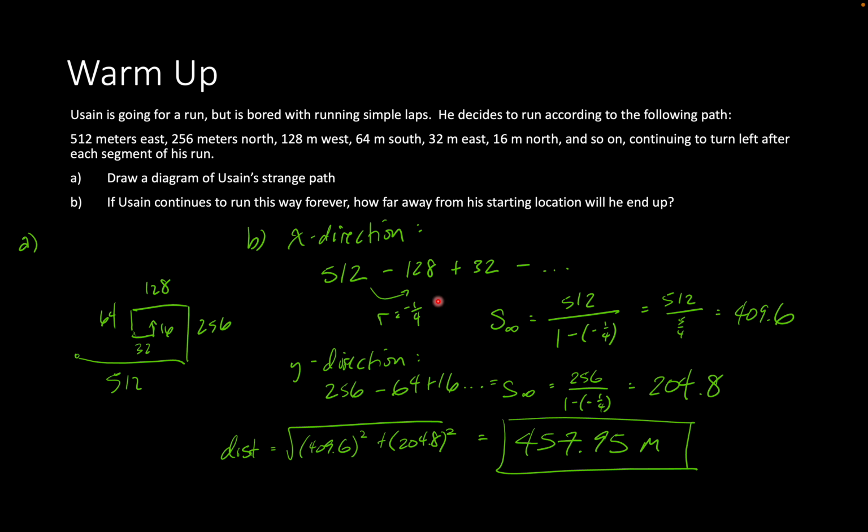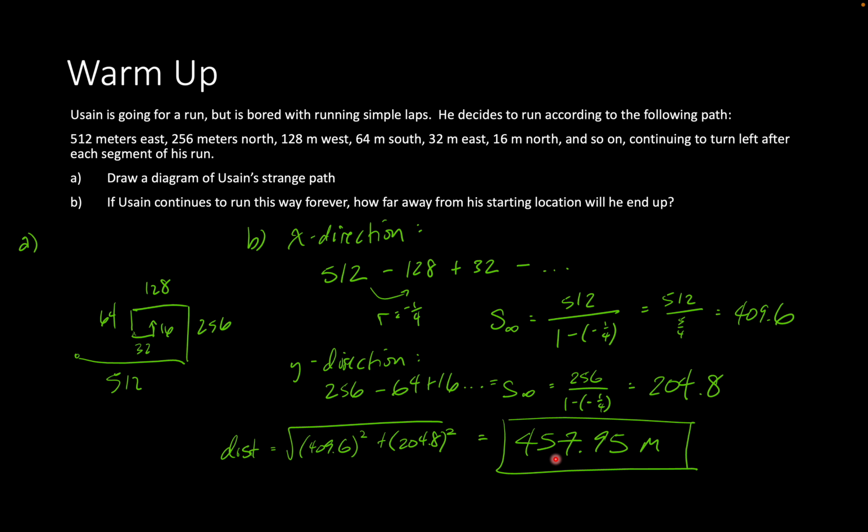Similarly, in the y direction, he goes 256 meters north, then 64 meters south, then 16 meters north, and so on. So if I add this geometric series, I get 204.8 meters. And now using the distance formula in 2 dimensions, I'm going to square each, add them together and square root, getting around 457.95 meters. That was the warm-up.